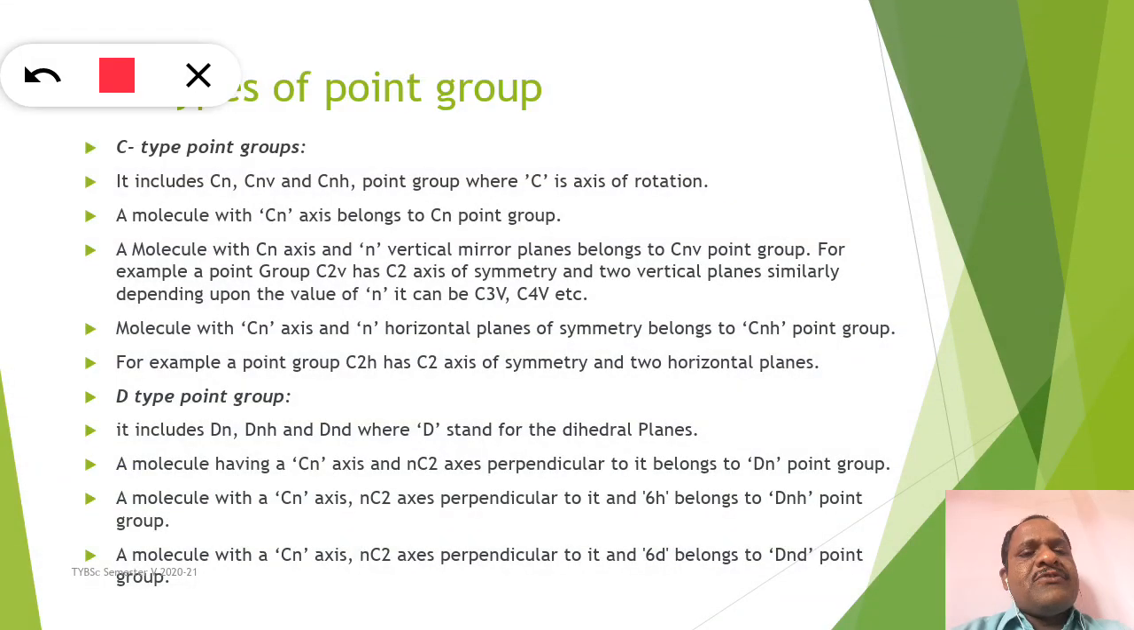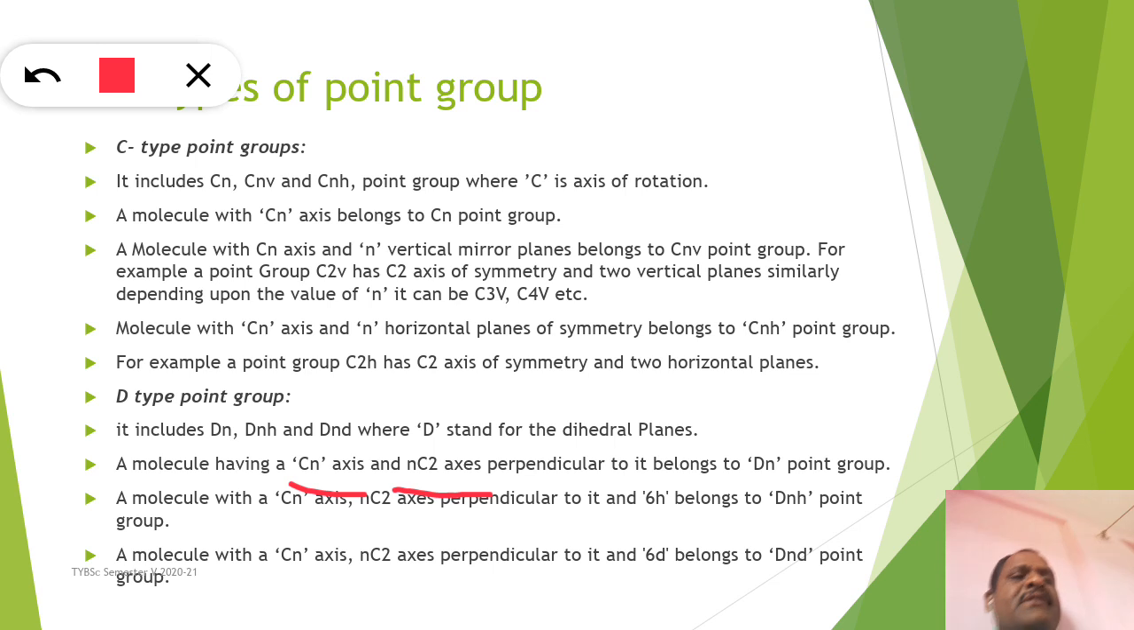First, there should be presence of a CN axis. Second, there should be presence of n number of C2 axes perpendicular to the CN axis, perpendicular to the molecular plane, also sigma h plane. So then, in DN type of point groups, there should be a CN.